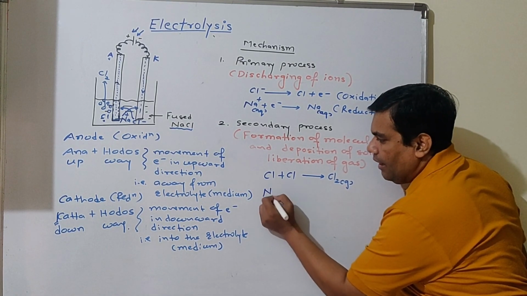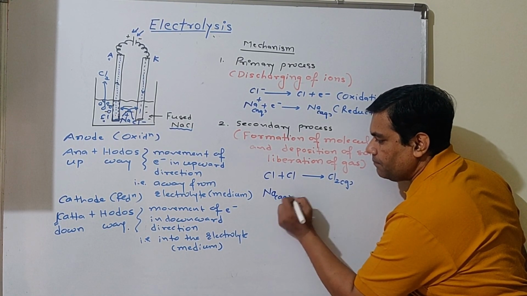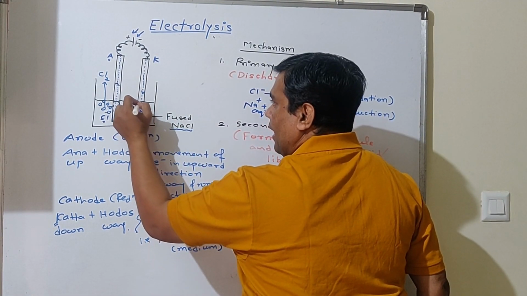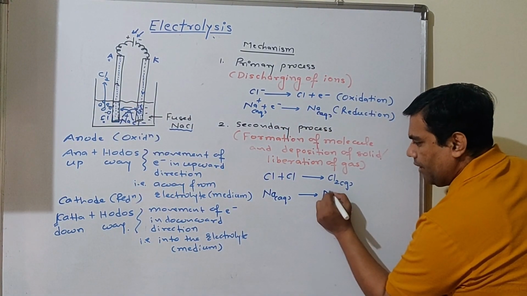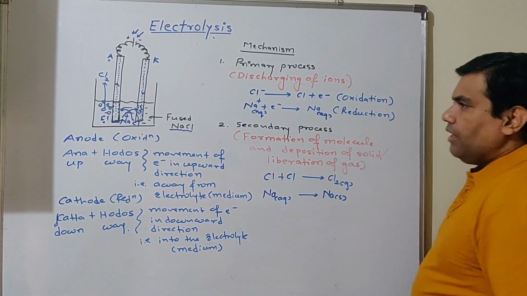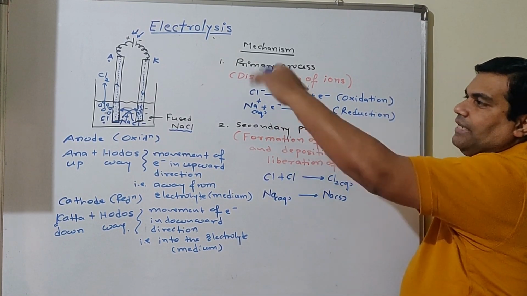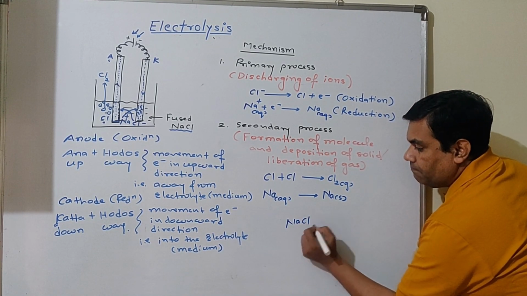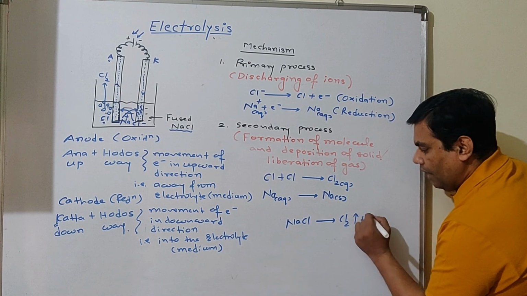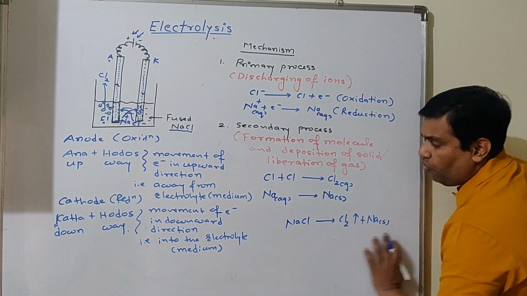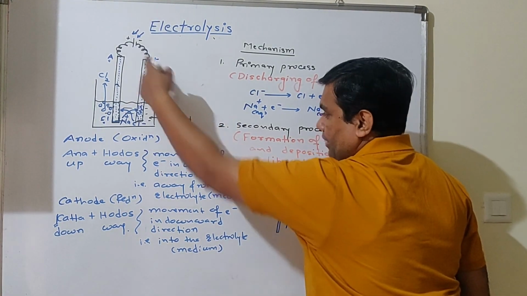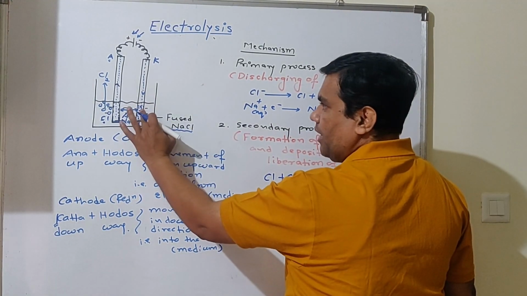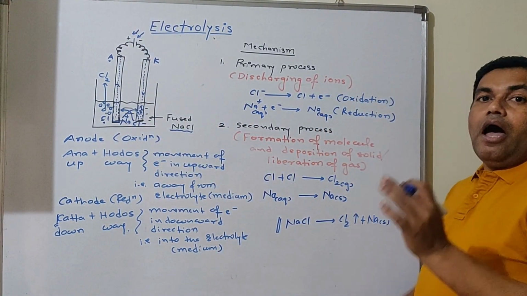Similarly, the Na aqueous will start depositing over here. It becomes Na solid and it will deposit over here. Because it's a solid, it will deposit, whereas chlorine is a gas, it will get liberated. Now in this way, we get chlorine gas and sodium solid by passing an electric current. And this is how the electrolysis takes place. And we say that sodium is being deposited at the cathode and chlorine is being liberated at the anode.